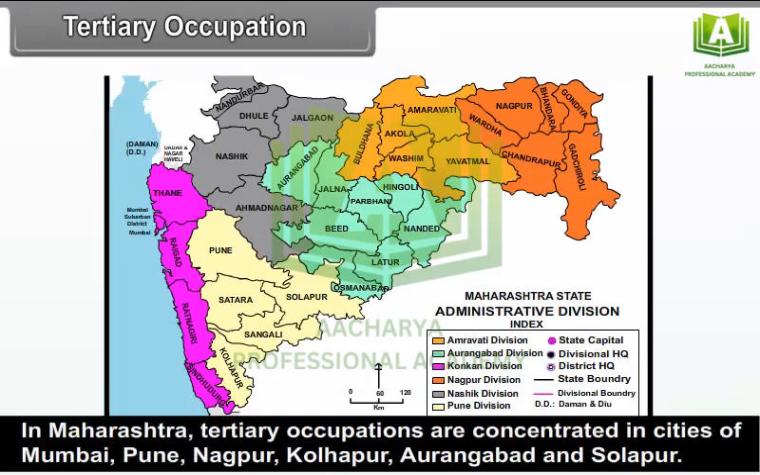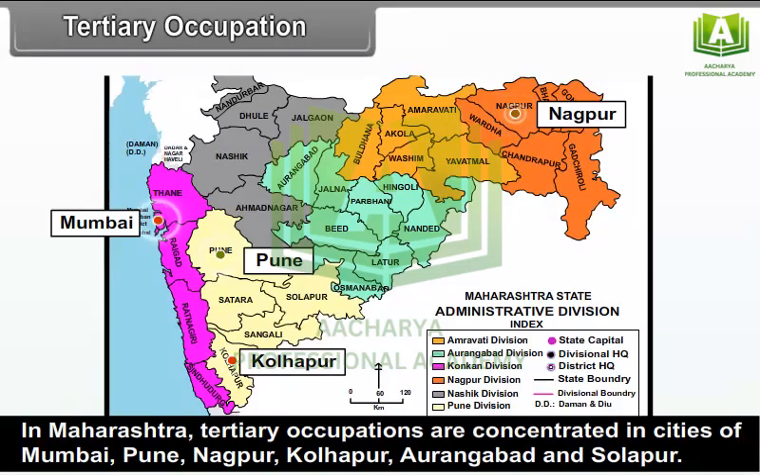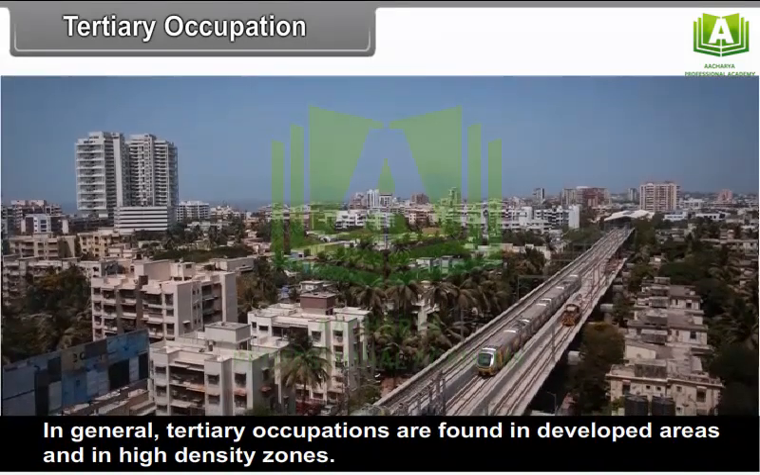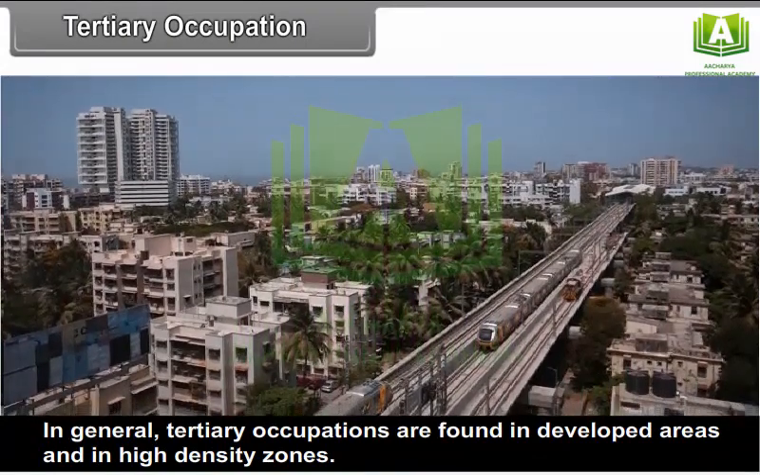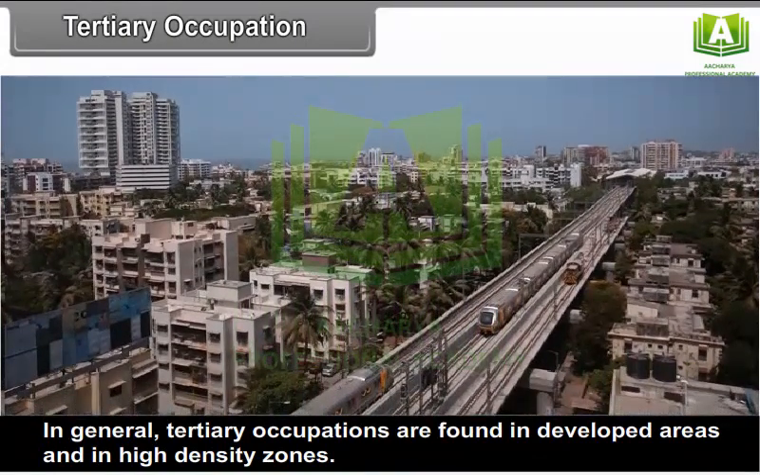Distribution. In Maharashtra, tertiary occupations are concentrated in cities of Mumbai, Pune, Nagpur, Kolhapur, Aurangabad and Solapur. In general, tertiary occupations are found in developed areas and in high-density zones.